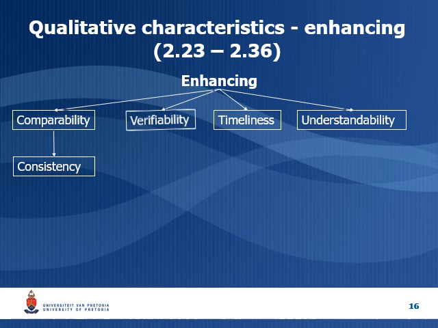Comparability, verifiability, timeliness, and understandability are qualitative characteristics that enhance the usefulness of information. But usefulness of information can only be enhanced if that information is already relevant and provides a faithful representation. These four enhancing characteristics can also help a reporting entity to choose between alternatives that are considered equally relevant and faithful. We will now discuss each of these enhancing characteristics individually, starting with comparability.